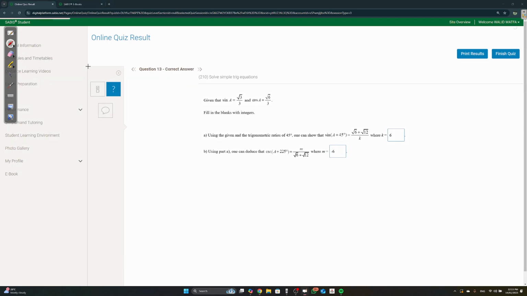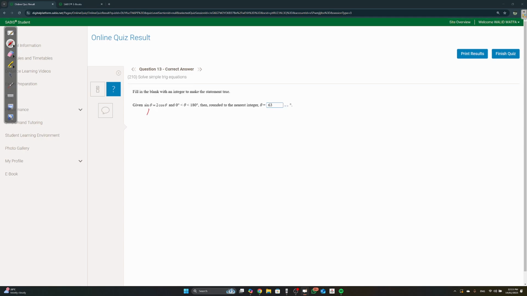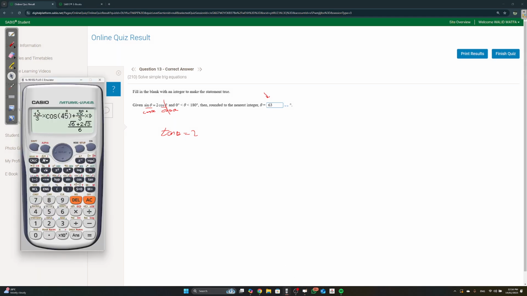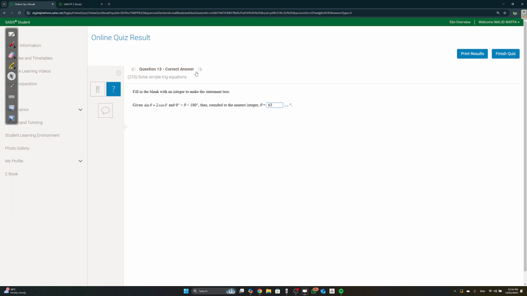Question 13. Given sine theta is equal to 2 cosine theta, then round to the nearest integer, theta is equal to what? You can divide by cosine on both sides, and this is not hard at all. Let me erase. If you divide by cosine theta on both sides, these cancel, so you get tan theta is equal to 2, then do shift tan. Really, it's like a free mark. 63 degrees.